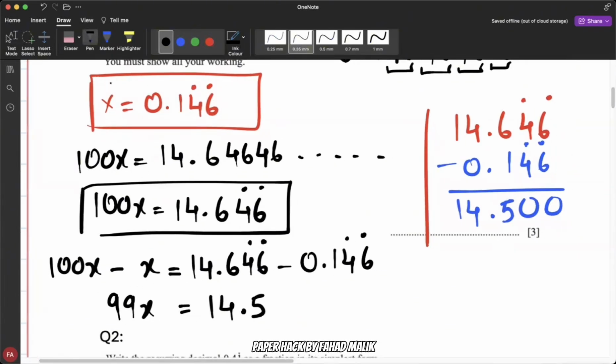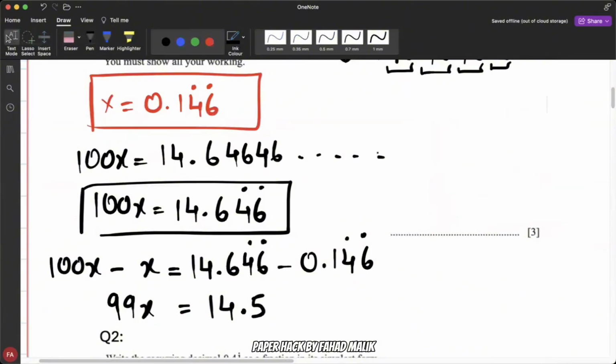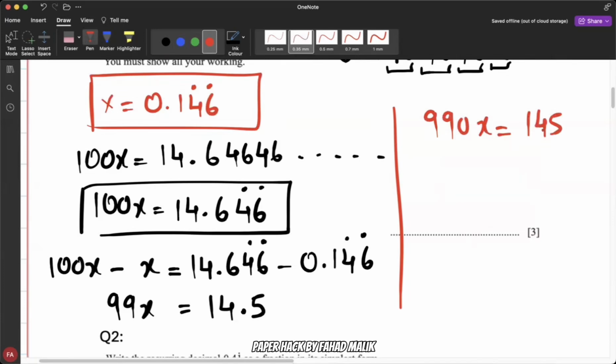Like I said, you have to realize that in every other question, if you use this approach, it's very easy for you to tell whether you have to multiply this by another 10 or not. So I can clearly see that it would be nice if I did multiply this by 10. If that is the case, then we have 990x equals 145. How did I get 145? Well, I just divided this.